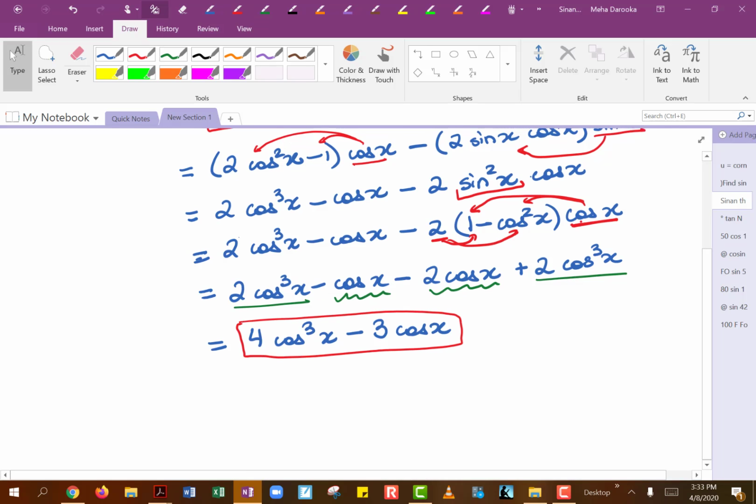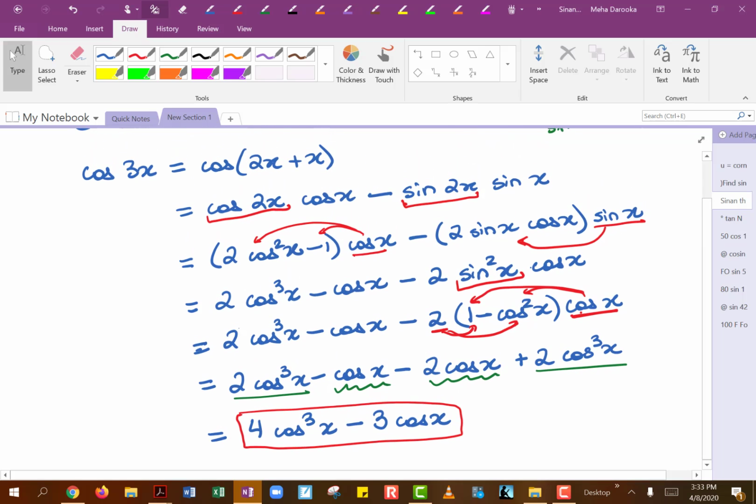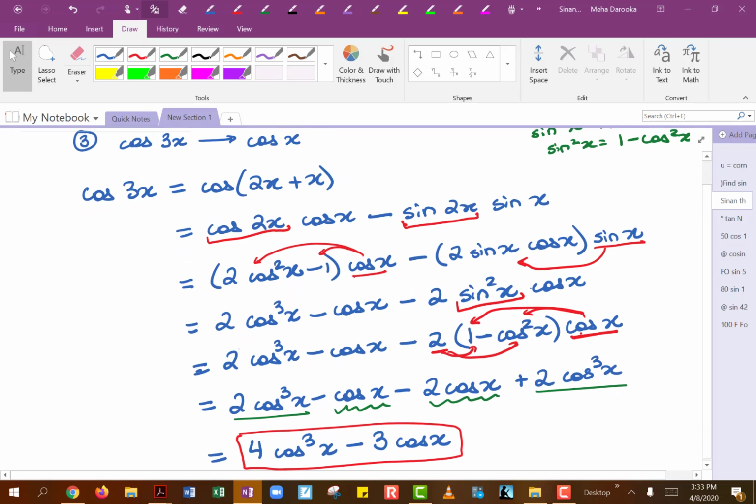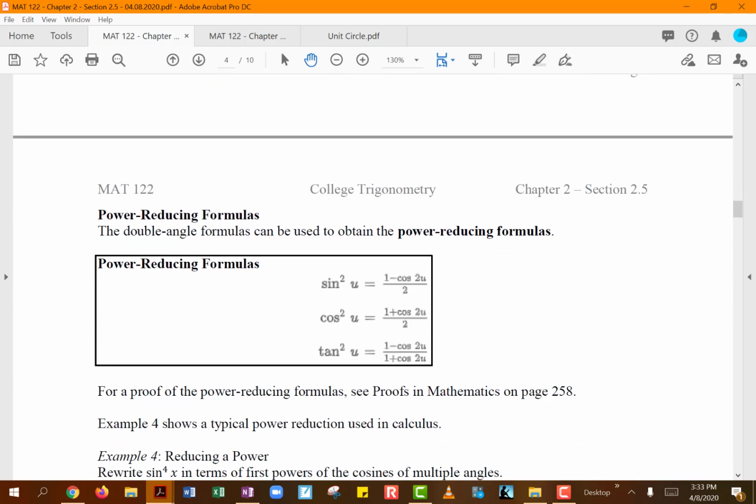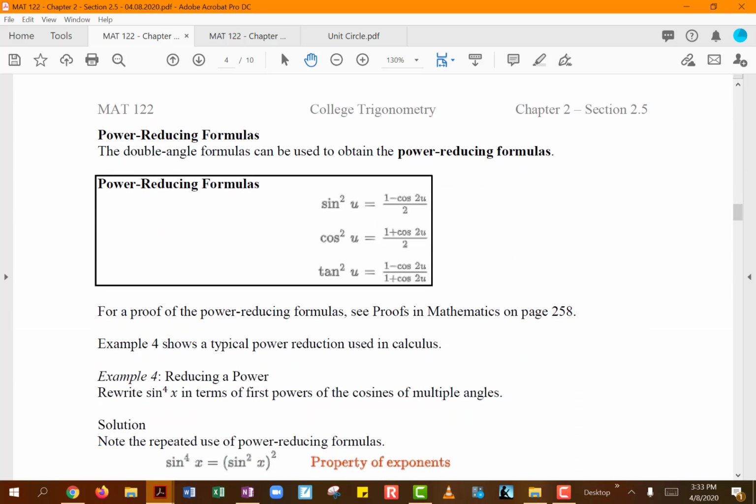As you can see, at each step, we had to either use a double angle formula or a Pythagorean identity, and then we had to use just basic algebraic techniques of distributing our functions and stuff like that. So you can kind of see how these examples work out, okay? Alrighty, so that was our problem number 3. Now the next set of examples we want to get into are the power reducing formulas.